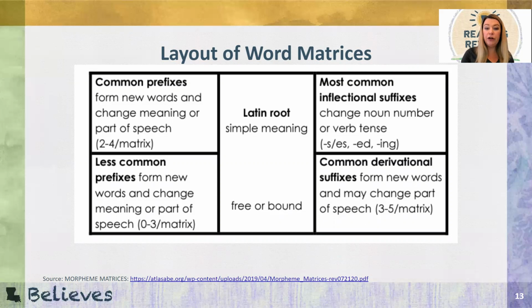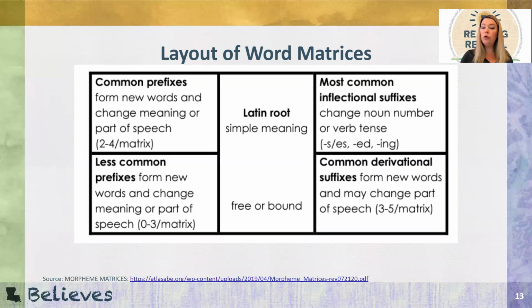Then you have the Latin root. Under the Latin root, you're going to have the simple meaning. Depending on what content area you teach, you can choose whether you want to discuss whether it's a free root or a bound root. The next example is a free one, which means this root by itself can be a word. It can stand on its own. It's free to just be a word. A bound root means that it has to have a prefix or a suffix added to it in order to form a word. So those are the differences. But like I said, you can determine for the purposes of your content area if you want to add the free or the bound.